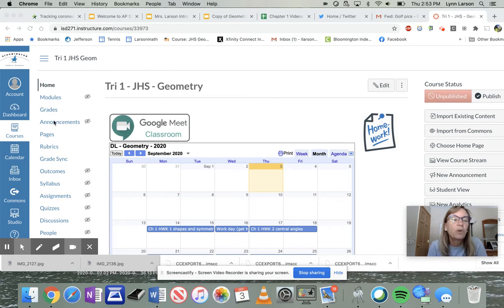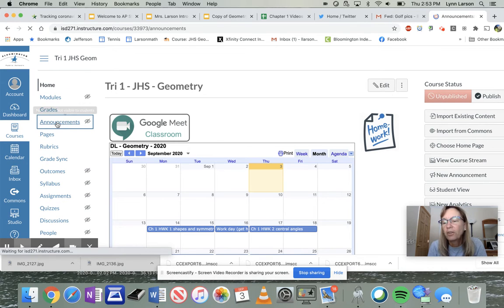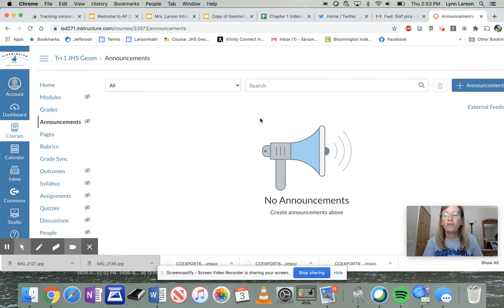One of the things I would do right away when I went to my Canvas course is just check out the announcements just to make sure there's nothing you've missed. I know when I send an announcement out, probably once a week, you'll get an email as well. So it might be too much information, but just check to see if that's there.